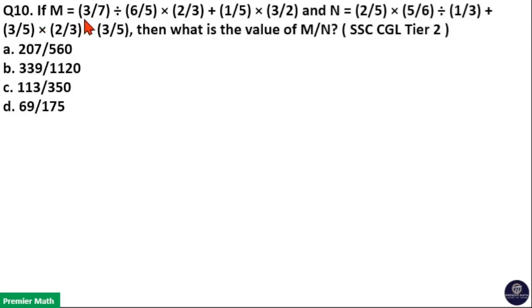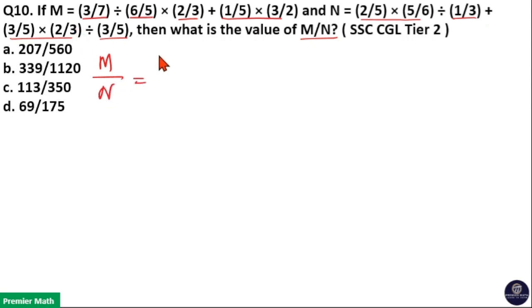If m is equal to 3/7 divided by 6/5 into 2/3 plus 1/5 into 3/2, and n is equal to 2/5 into 5/6 divided by 1/3 plus 3/5 into 2/3 divided by 3/5, then what is the value of m by n? Here we need to find out the value of m by n.